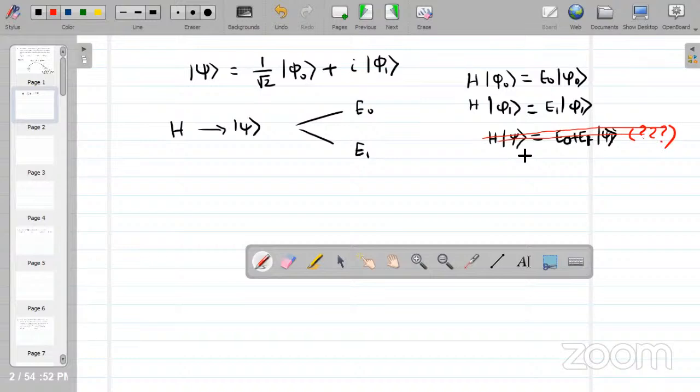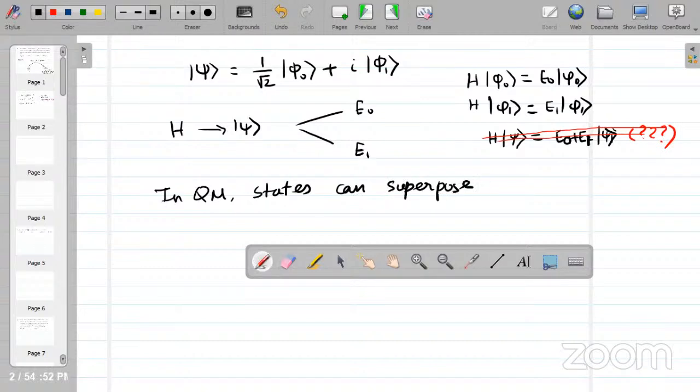But in quantum physics, only the states get added, but not the eigenvalues. So states can add, right? States can superpose, but the eigenvalues will not superpose. That's very important. In quantum physics, states can superpose, but not eigenvalues. That's very good.